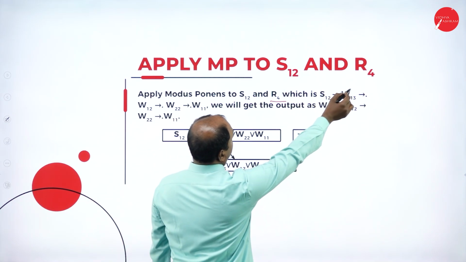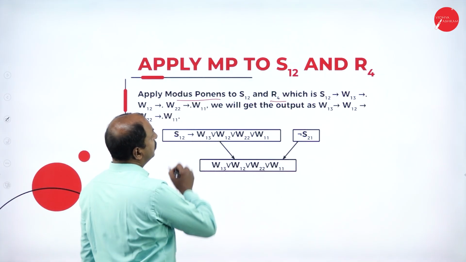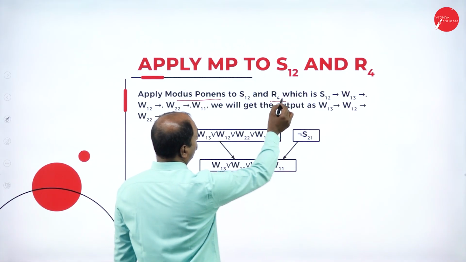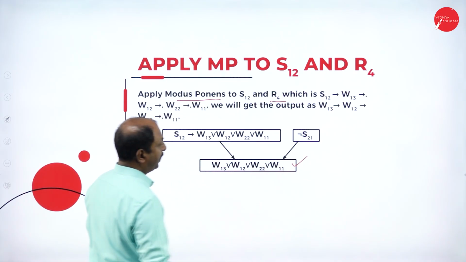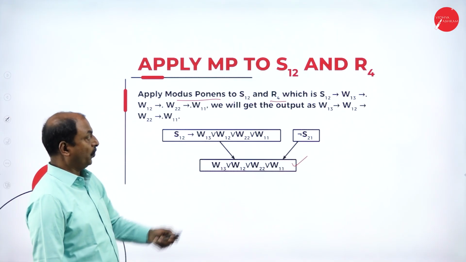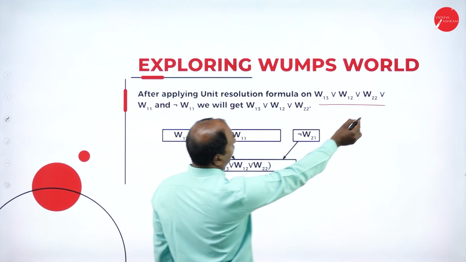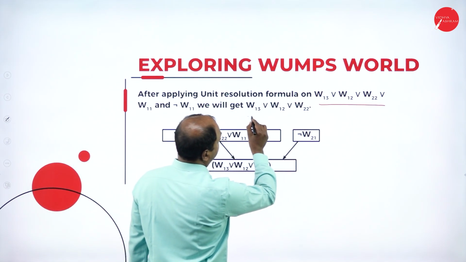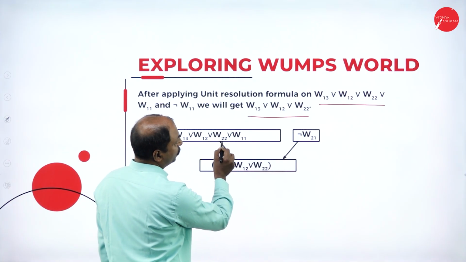So here S1 and R4. Similarly, if we apply modus ponens rules for row 3 and row 4, in that case, it is row 4. So we are eliminating these 2 and we are left with these variables. So this is applying the modus ponens rules for row 4. Next one is after applying the resolution formula for W13, W12, W22 and W11. So here we will get the result. This is the final variable. So this is W13, W12, W22 and W11.